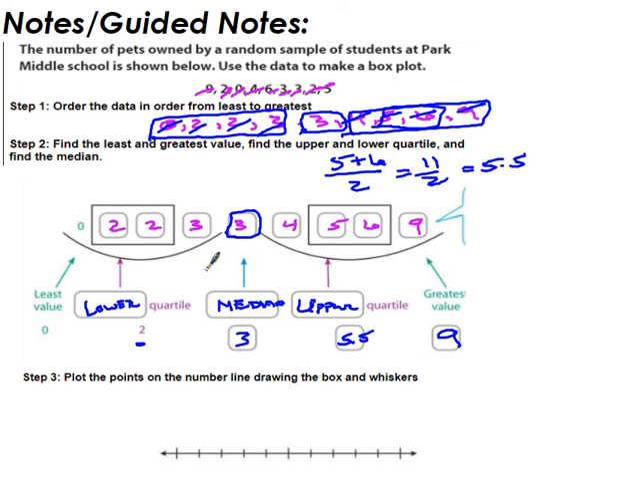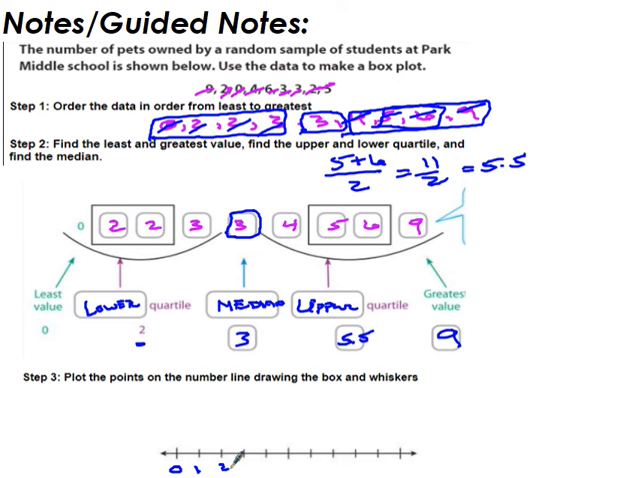By finding our lower quartile, median, and upper quartile, this is our box. We should know at this point that the first line of the box is the lower quartile, and the outside of the box is the upper quartile, and the middle in between is the median. And then we always have our lowest value and our greatest value to show the whiskers. So from here, I can actually make my box plot.